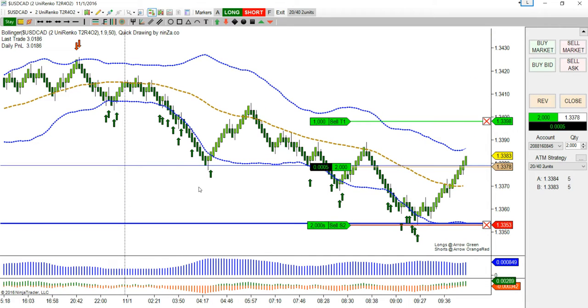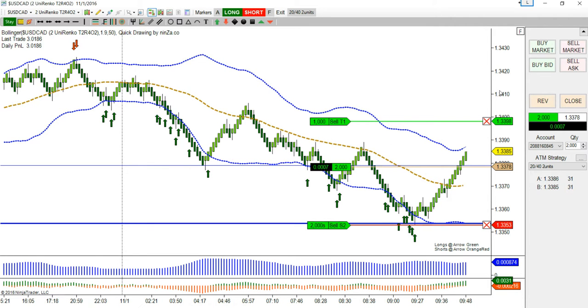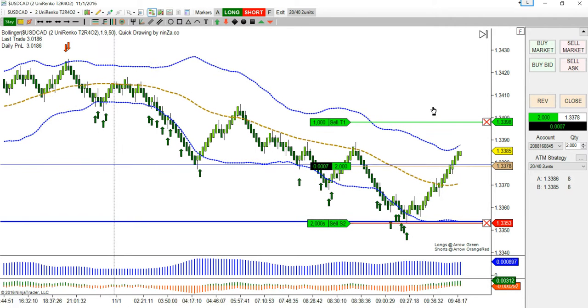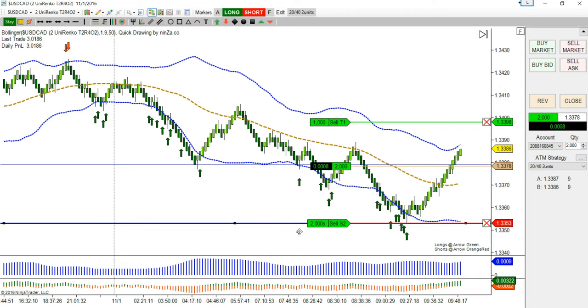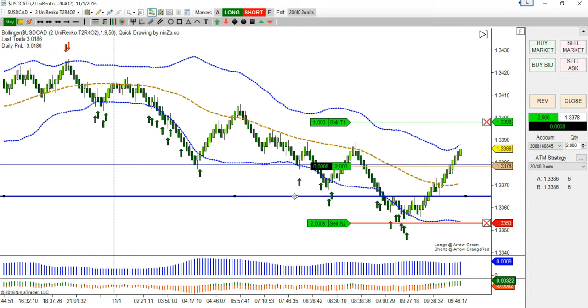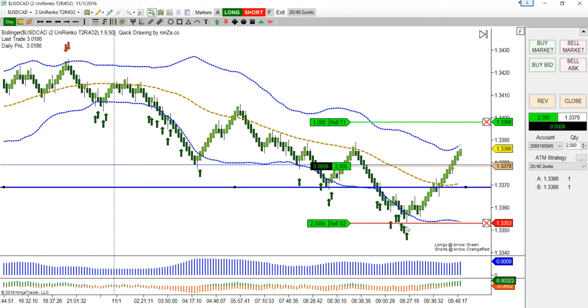Back traders trading the U.S. dollar Canadian with the auto trader with the Rinkos, Unirinkos, and look, traders, how close to stop loss. I mean, it's literally, I don't like using that word, but it's literally right on the stop loss. I don't know what the close means because there's a Rinko candle, a Rinko bar. I don't know what the print number was, but wow, that's really close to the stop out.